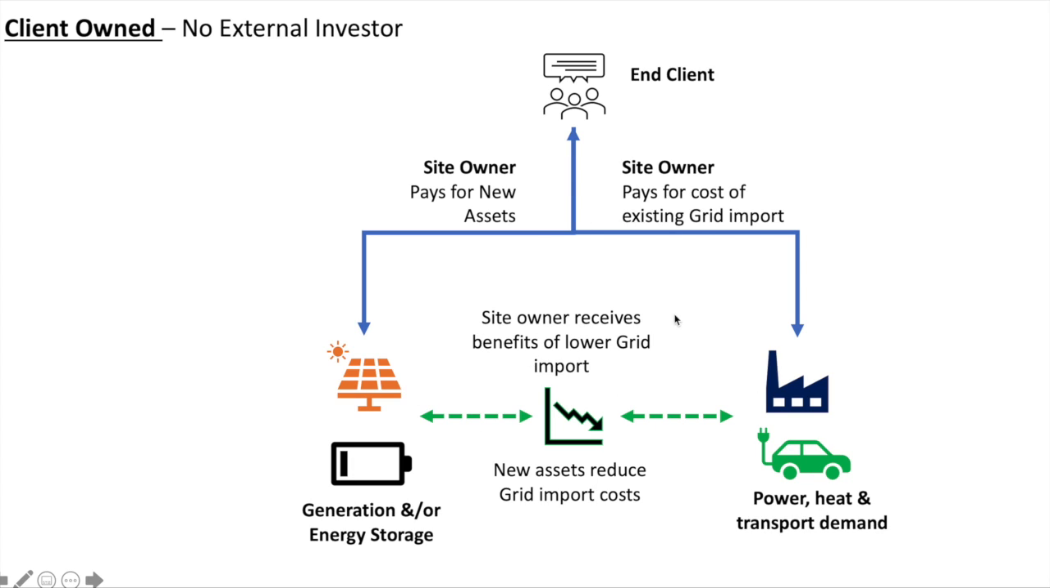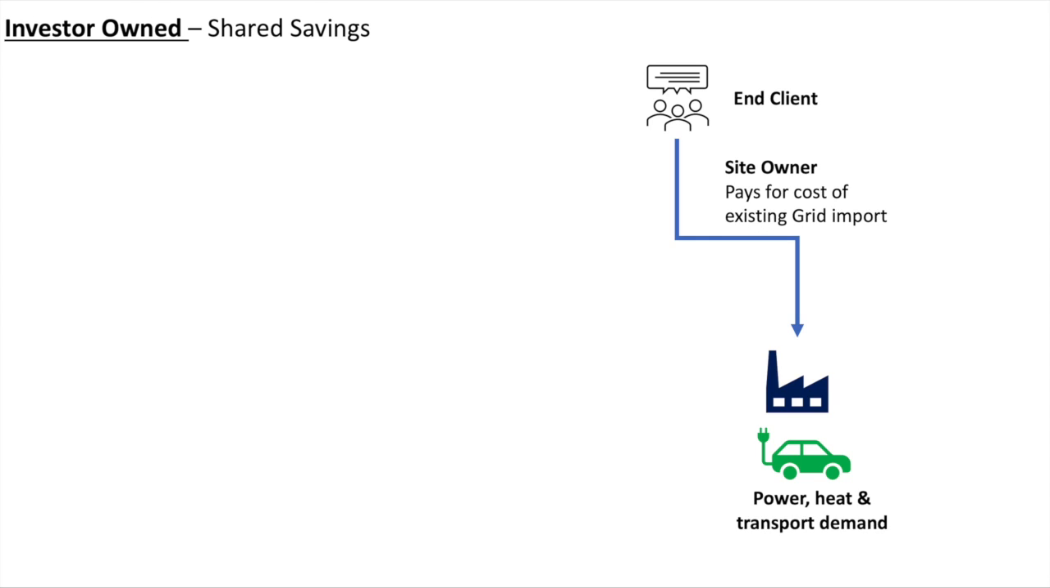So the site owner in this case receives all of the benefits of the lower grid import and any export that's sent back to the grid, and possibly also any income from a feed-in tariff if there is one available. So we then move on to the second one. This one is where we have the investor-owned shared savings. So in this case we have an end client, and again they have their site and transport, and they're paying for the grid import at the start before the project takes place.